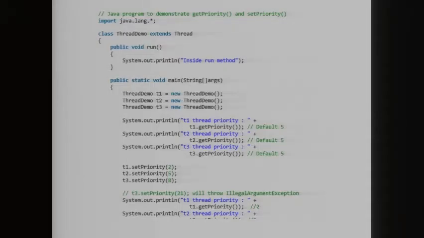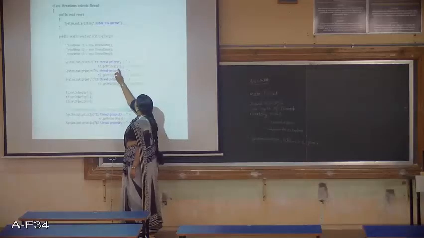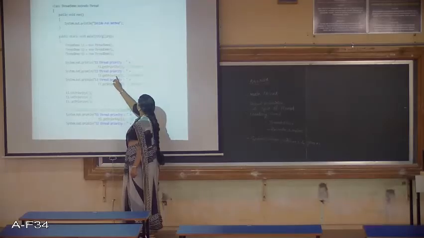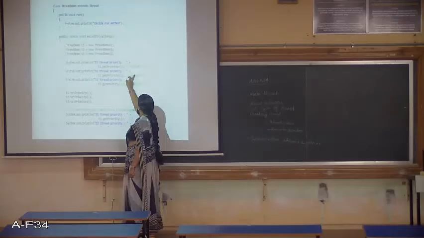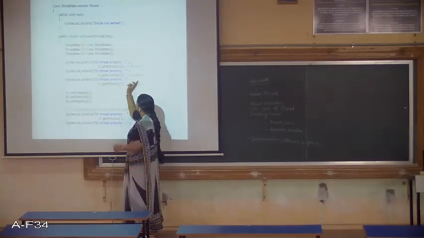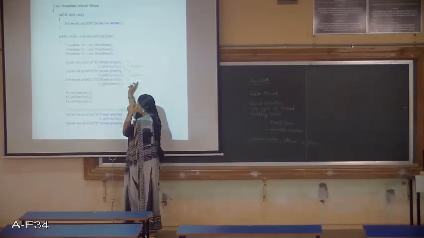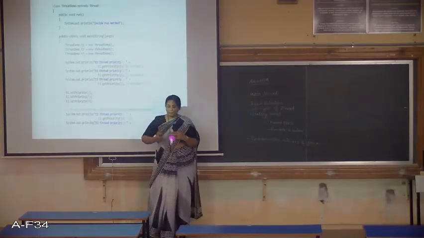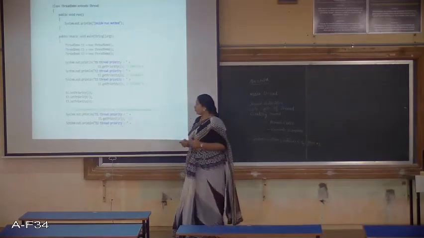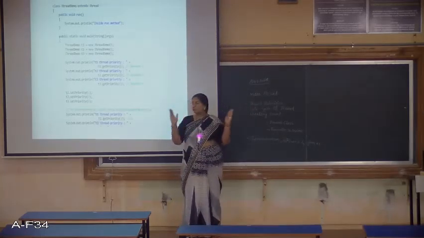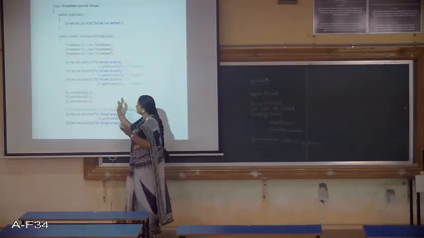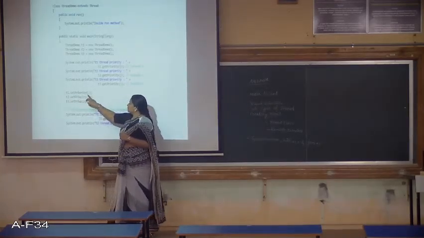This Java program demonstrates getPriority and setPriority. Alright, so here we have used getPriority. Here T1 by default it is 5, T2 is also default 5, T3 is also default 5. Now if you want to change the priority, want to set a new priority, and I mentioned that it has to be in the range of 1 to 10, to set the priority we can use the setPriority method.